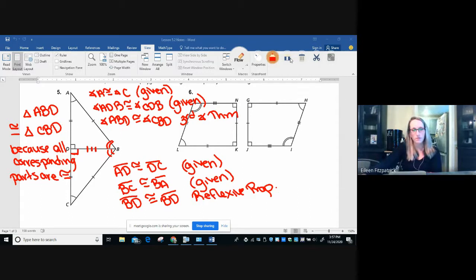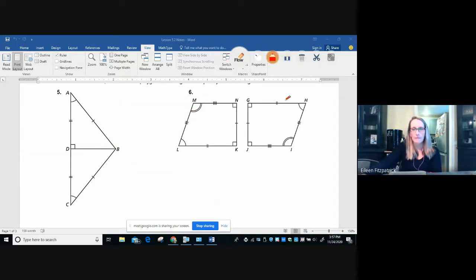All right. Okay. Number 6 is similar in that we're going to name all of, or I guess we're not even going to name them. I'm not going to write them all down. You can see angle I is congruent to angle M, angle L is congruent to angle H, angle N and G, K and J. They're all 90-degree angles.